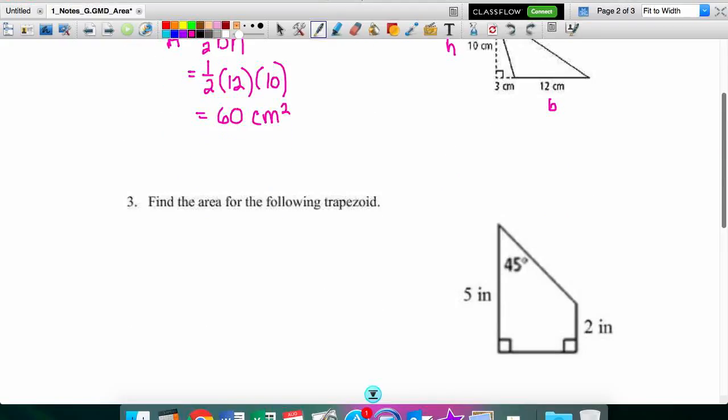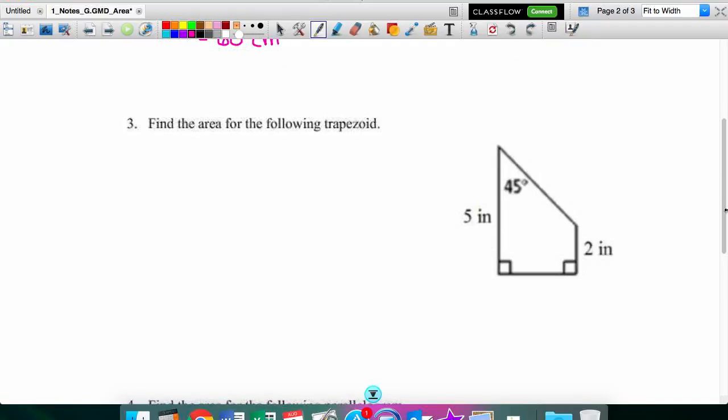All right, so let's take a look at our third example. Find the area for a trapezoid. Once again, let's figure out the formula. For a trapezoid, our formula is 1/2 height times the sum of the bases. So let's identify where our bases are in this trapezoid. As I had mentioned, the bases are always going to be the parallel sides. If we look at this figure, it appears that our parallel sides are the 5 and the 2. So that actually makes our bases known.